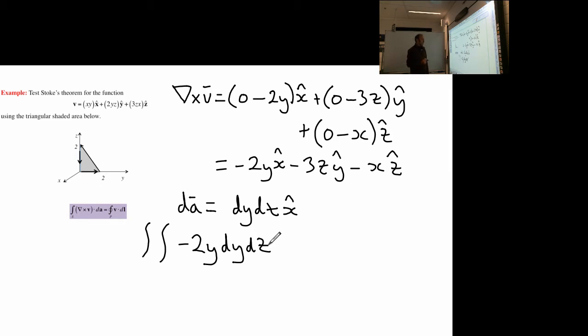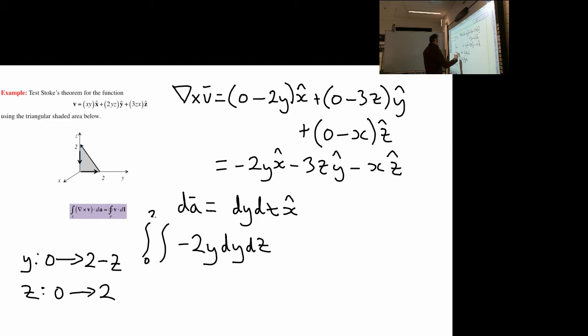Now what are our integration limits? Well, for y it goes from 0 to 2 minus z, and z goes from 0 to 2. Okay, so when z is equal to 0, y is equal to 2. When z is equal to 2, y is equal to 0. Okay, so here we go, we have 0 to 2 and 0 to 2 minus z.